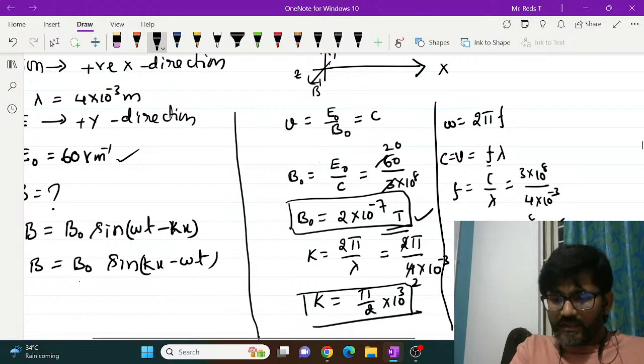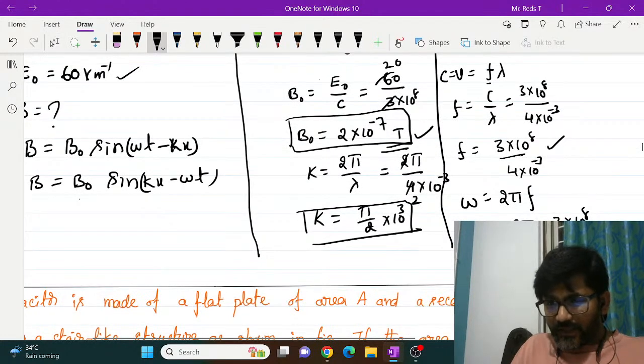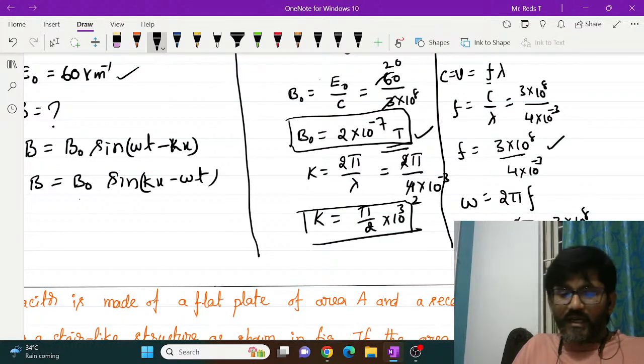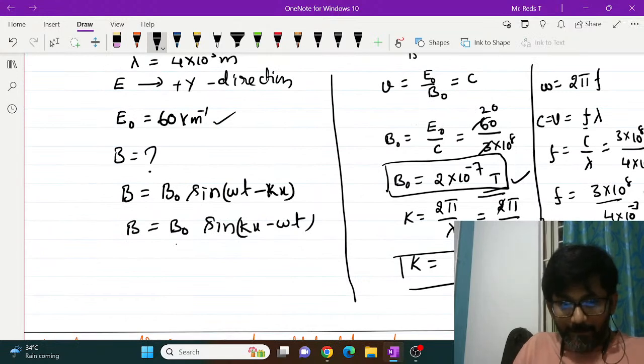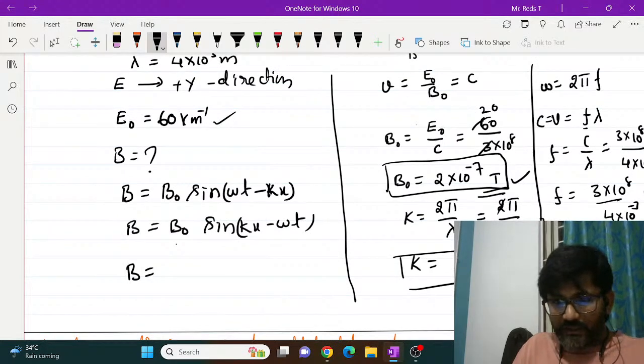So here, this term we can further simplify as 2 ones, 2 twos. So pi by 2 into 10 to the power 3 into 3 into 10 to the power 8. This 10 to the power 8 term, keep it separately for omega. Now if you substitute here, as per the options, if you observe, then we will get B is equal to, what is B naught? 2 into 10 to the power minus 7, 2 into 10 to the power minus 7 sine.